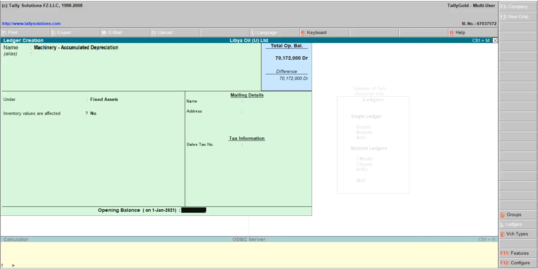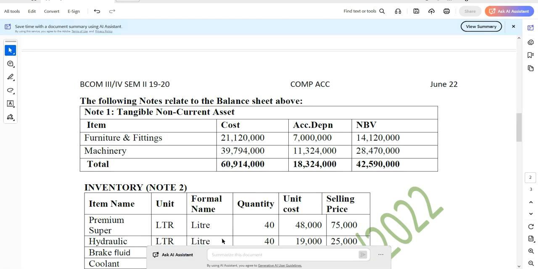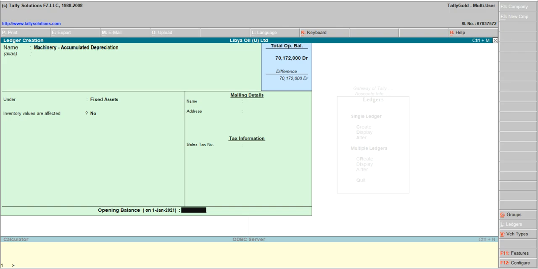What's the opening balance for the accumulated depreciation machinery? It is 11,324,000. Now, when it comes to accumulated depreciation, it has a normal credit balance. So this balance should be credit, not debit. It should be CR. Accept.